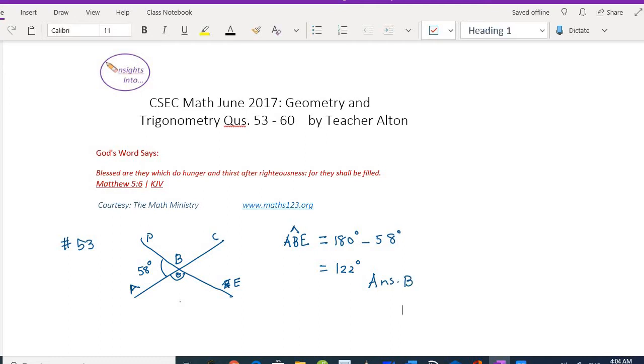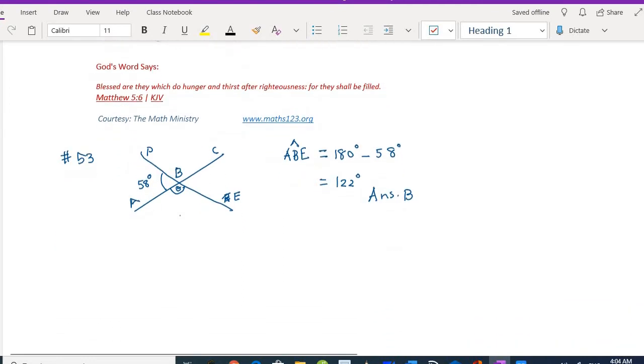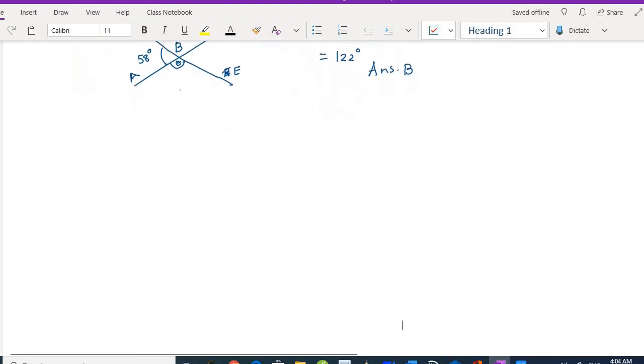Let's move on to question number 54. Right, so again 54 is testing our understanding of isosceles triangles. Now do you remember that an isosceles triangle looks something like this? But in an isosceles triangle, these two sides are of the same length, and these two angles here are also equal.